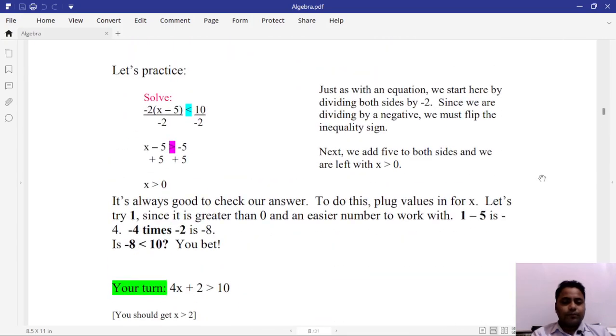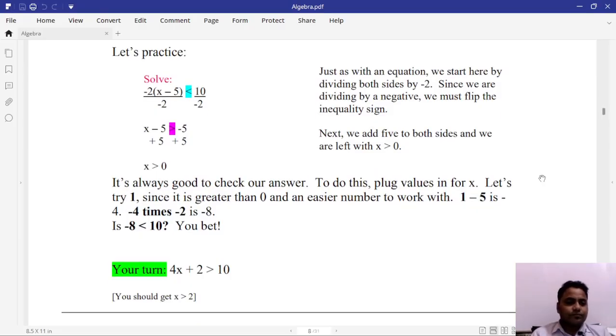We will try to do practice for an inequality like minus 2 into x minus 5 less than 10, divide by minus 2, then x minus 5 is greater than minus 5.